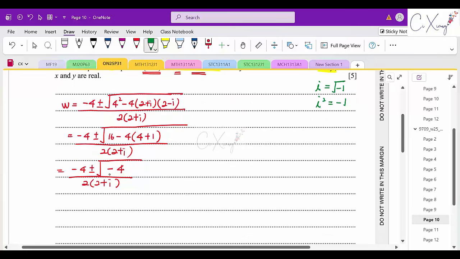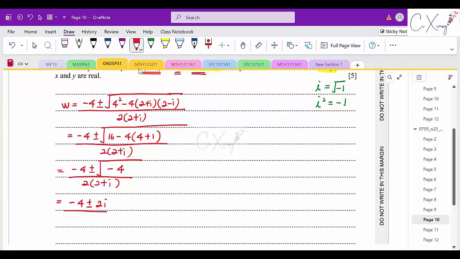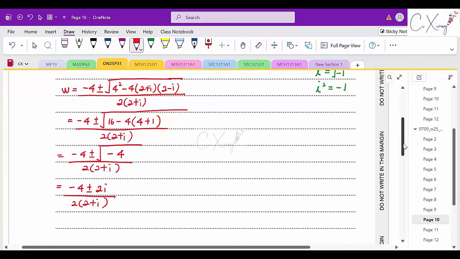I want to simplify square root of negative 4. So square root of negative 4 can be written as square root 4 multiplied with square root negative 1. So what you get from here is negative 4 plus minus 2i divided by 2, then 2 plus i. Okay, we almost get the w already, but of course we have to simplify them first.